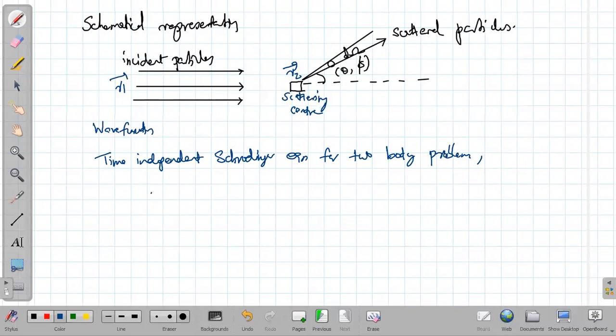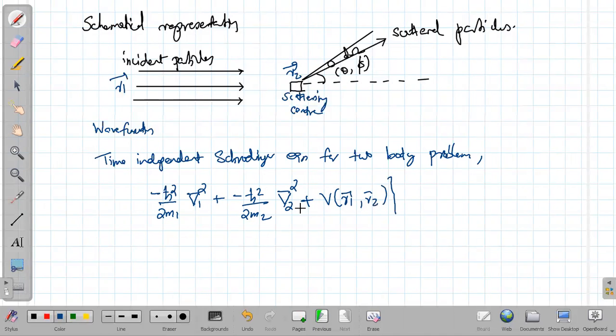This equation will become minus h bar squared by 2m1 del 1 squared, plus minus h bar squared by 2m2 del 2 squared, plus the potential V of r1, r2, and the total state I can represent as psi of r1 comma r2. That would be equal to the total energy E times psi of r1 comma r2. So this is the detailed time independent Schrodinger equation of this scattering problem.